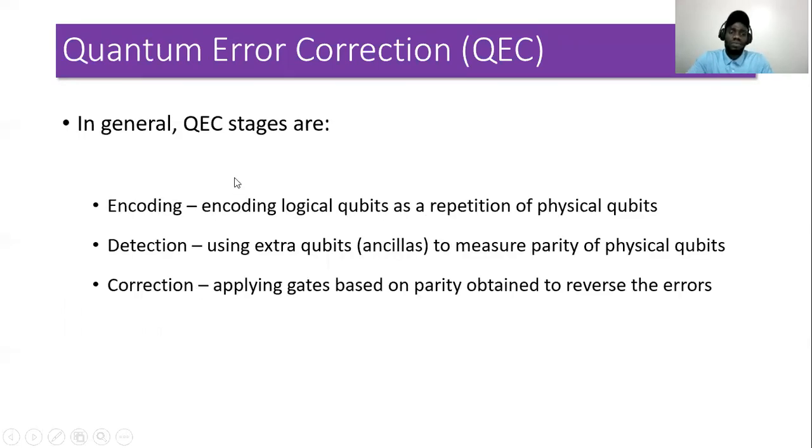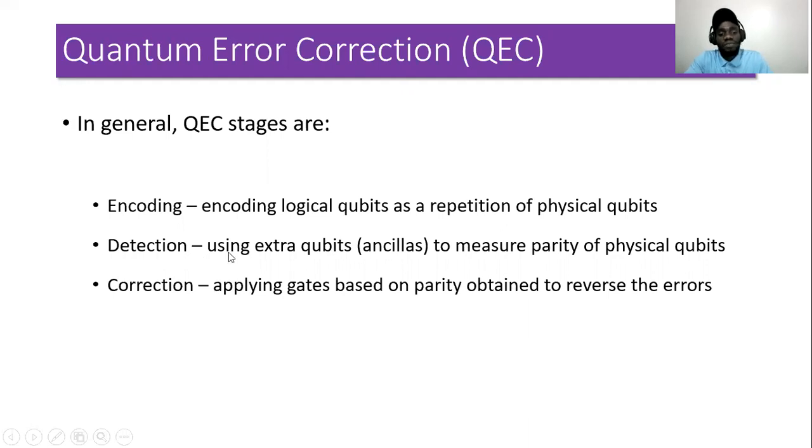The stages involved in quantum error correction are mainly 3. The first stage is the encoding stage. It involves taking a specific number of physical qubits, performing operations on them, and using those qubits to represent a single logical qubit. Now, a logical qubit is basically a qubit that is error-free.